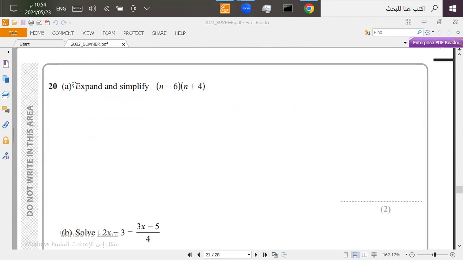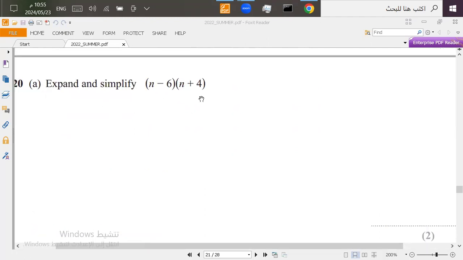Question 20, expand and simplify. We have double brackets. Let's zoom in here. Now we're going to expand the double brackets here. So when we expand brackets, we're going to multiply the first one by the first one and then by the second one like this. And then first by first, second by first, second by second.